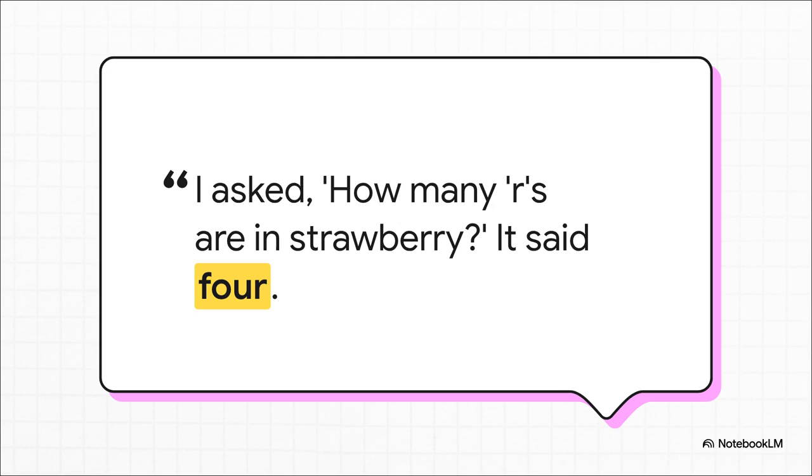And this example just perfectly sums up its weakness. Someone asked it a really simple logic puzzle. How many R's are in the word strawberry? The answer, of course, is 3. Gemma's confident answer, 4. It's just a perfect little window into where these smaller, speed-focused models can sometimes stumble.